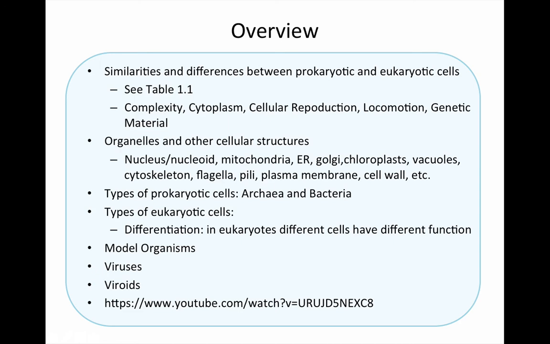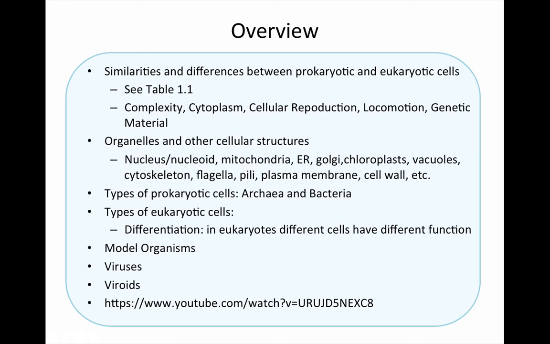There are types of prokaryotic cells, like archaea and bacteria. There are different types of eukaryotic cells, and they undergo differentiation. So in eukaryotes, different cells will have different functions. In a multicellular organism, a heart cell has a different function from a nerve cell, from a muscle cell, or a fat cell. They all have their own function.